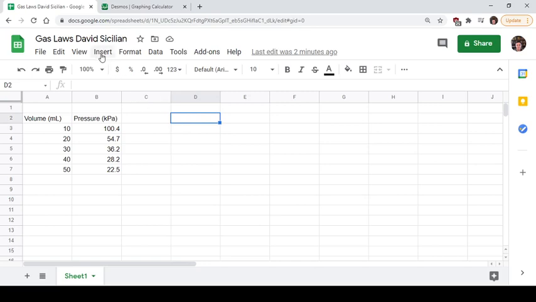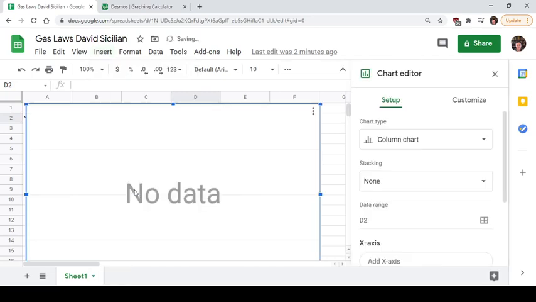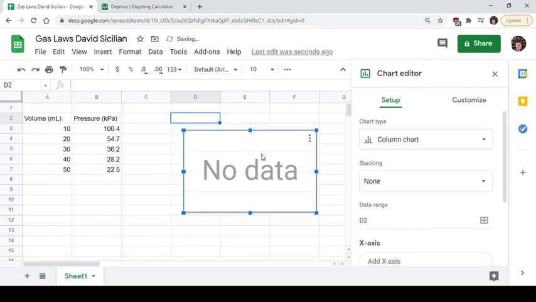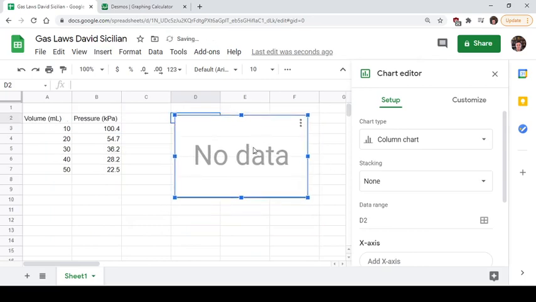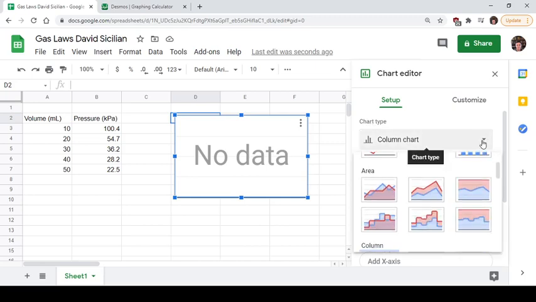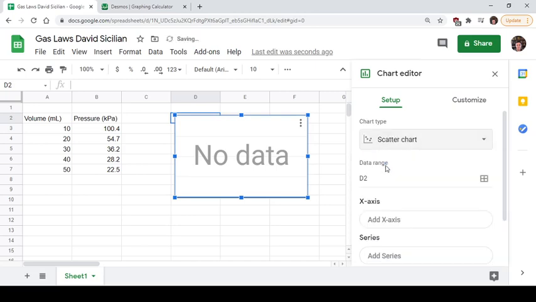So what you do is you go up into Insert and click on Chart. Now I'm going to make this a lot smaller to get it out of my way, so I'm going to minimize my chart. Right now it has no data in it. But you should see this chart editor pop up. Under chart type, click on the drop down menu and find scatter. So we want this to be a scatter chart.